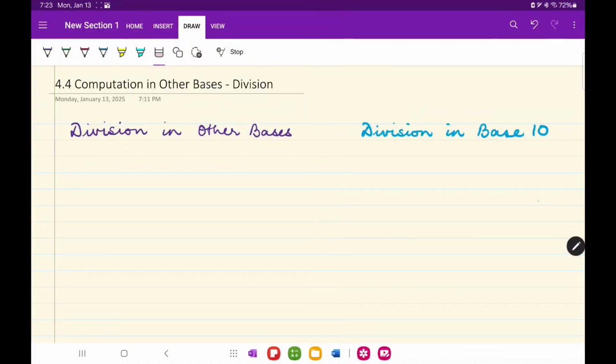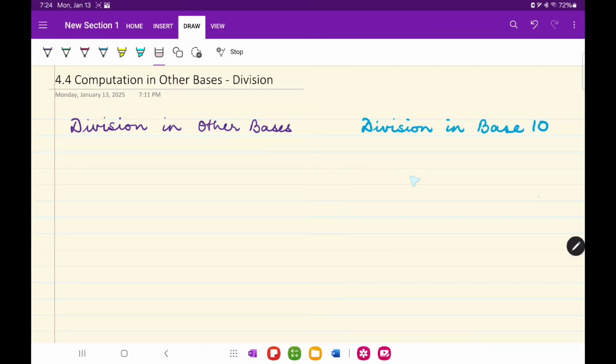Hello everyone. Today we are going to learn how to perform division in other bases. Now, as always, I'm going to start by going over the steps of division in base 10, because the process of division in other bases is going to be similar to the process we follow in base 10. So let's pick two numbers to divide.